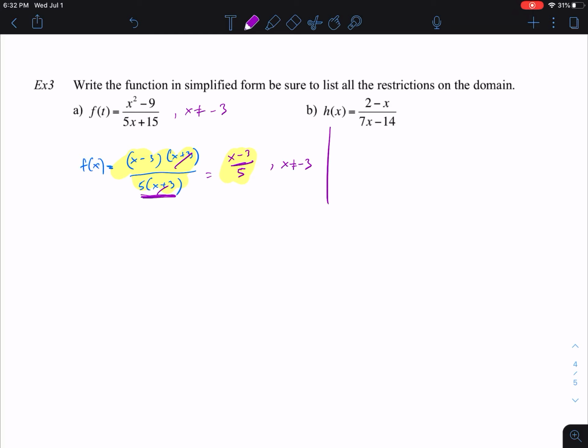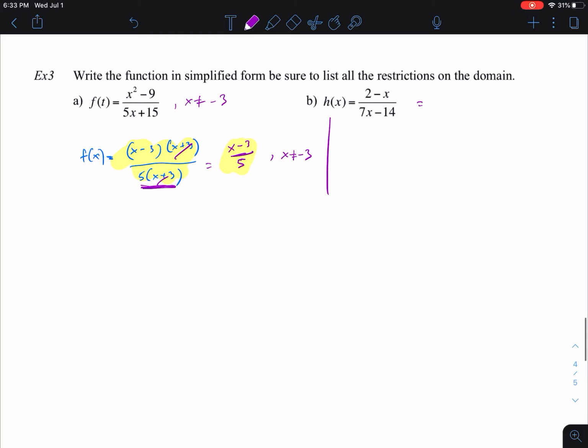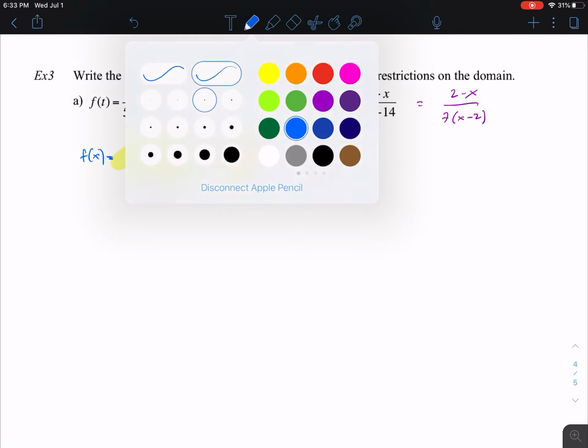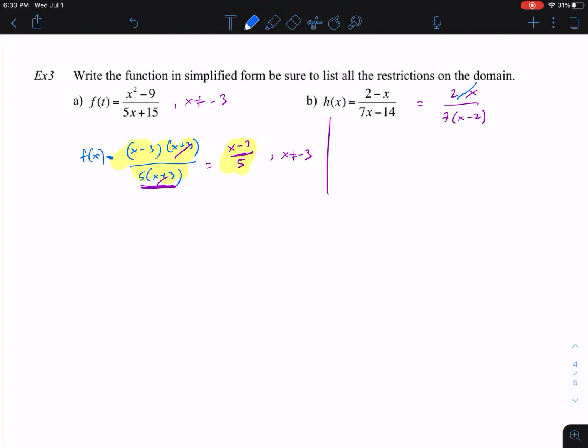Next, for this one, I can factor out 7 there. So now we're looking at 2 minus x and x minus 2. Those factors are almost the same, but they're different by a negative sign. So we can cancel out the x minus 2, and then there's a negative 1 left behind. So we have negative 1 over 7.